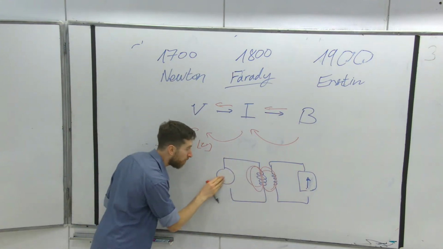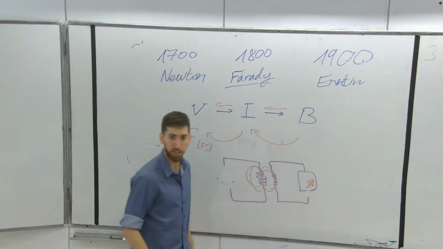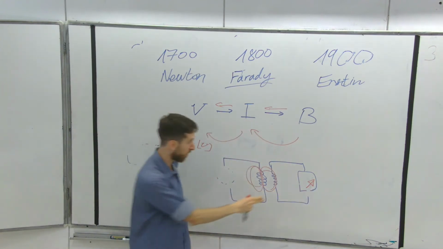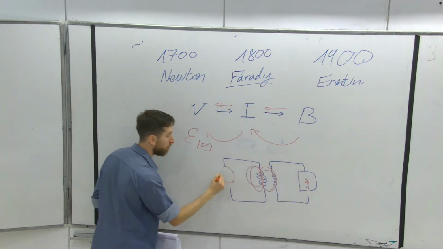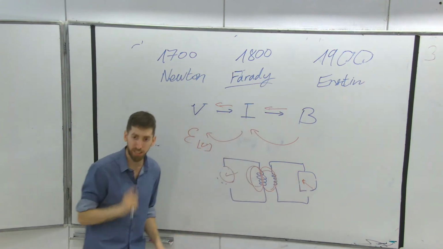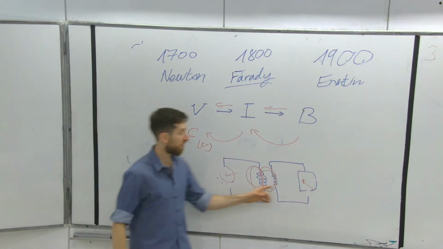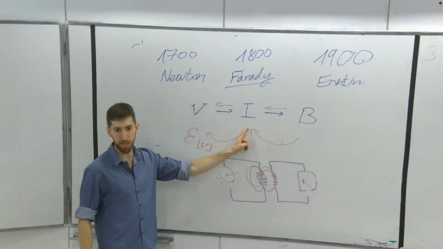When he turned off the battery, he suddenly saw a spike. He said, there is a voltage. And then he went back. He said, wait a minute. And then he turned the battery on, and he saw another spike. And then he understood something: if I have things that change in time, I do have this phenomenon.